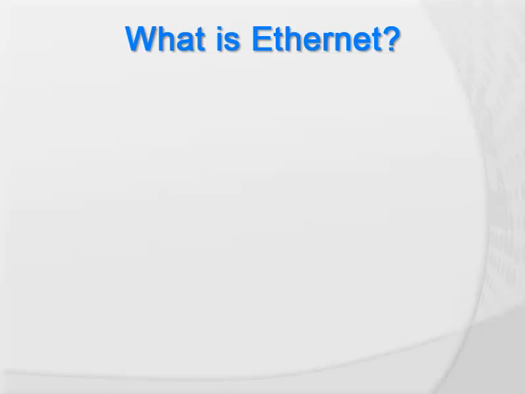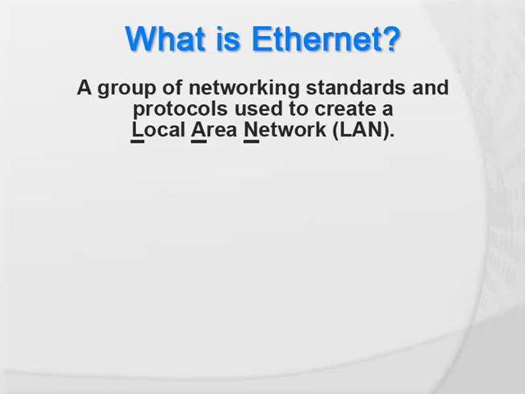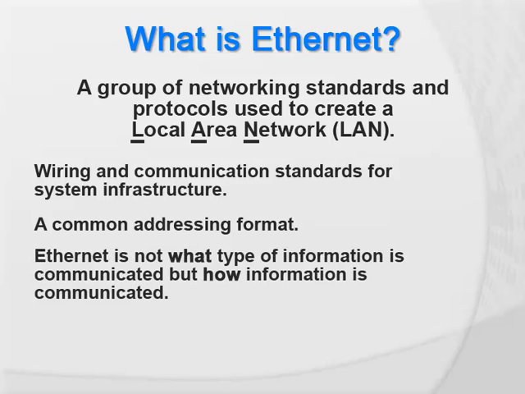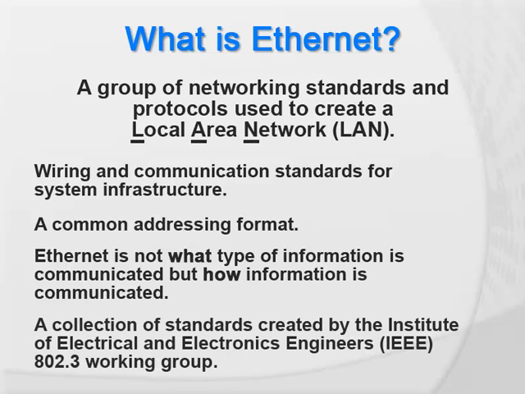So what is Ethernet? Ethernet is a term used to define a group of computer network technologies for local area networks, also referred to as a LAN. It includes a number of wiring and signaling standards for both the physical layer of a network as well as the common addressing format to make sure devices work together. Now it's important to remember that Ethernet does not define the information that is communicated, but focuses on how that information gets communicated. Most modern computer networks use the IEEE 802.3 standard created by the Institute of Electrical and Electronics Engineers as the founding block of what is considered Ethernet or a building network.